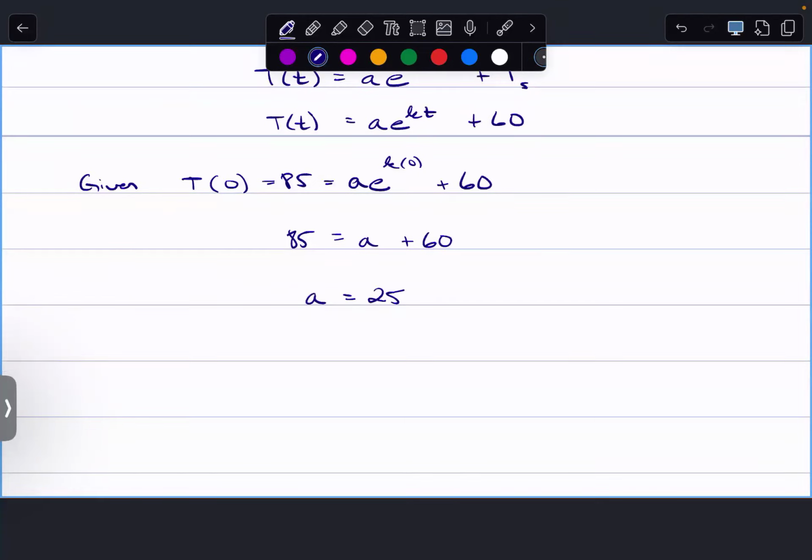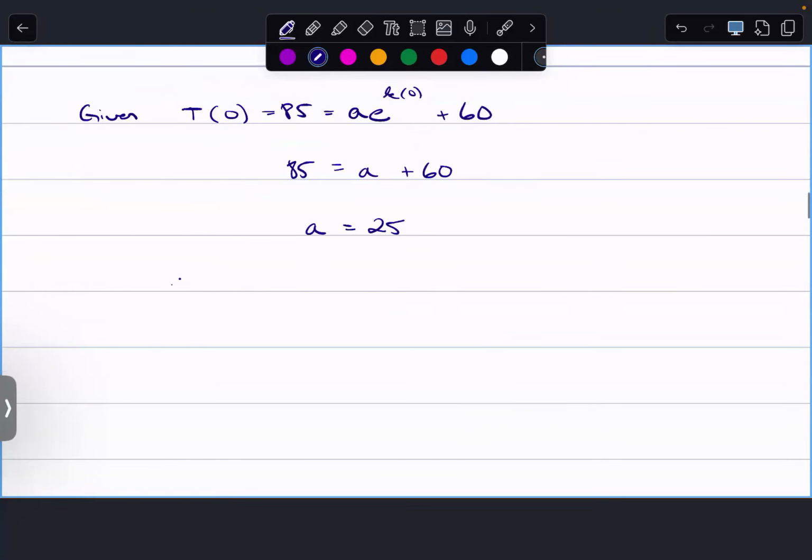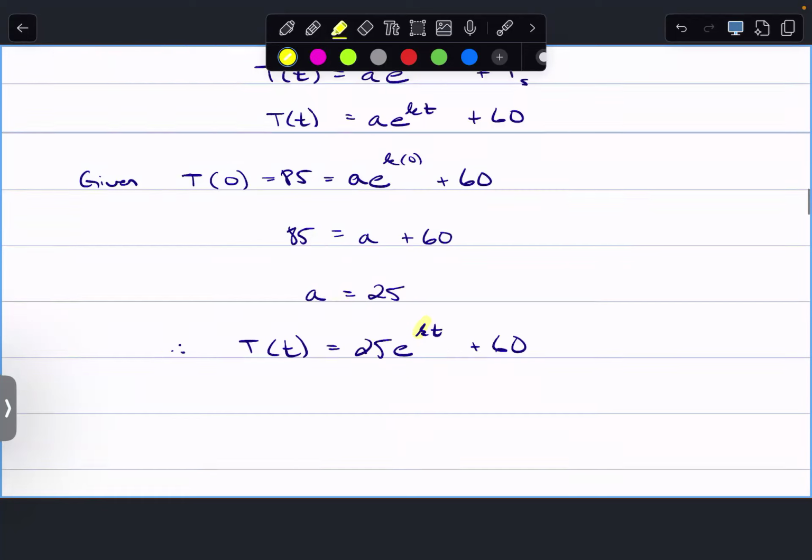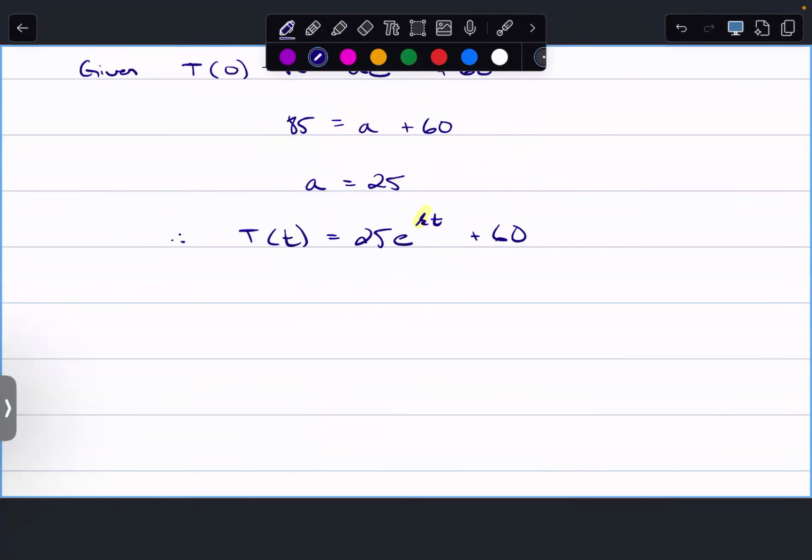Okay, so now T of t, plugging in that 25, e to the kt plus 60. We still need to find this k, right? That's the continuous rate of cooling. And how we're going to do that is the same way that we did for A, except now I'm going to use the second time point. We're also given, so now kind of phase 2, we're given T of 30 is 82.